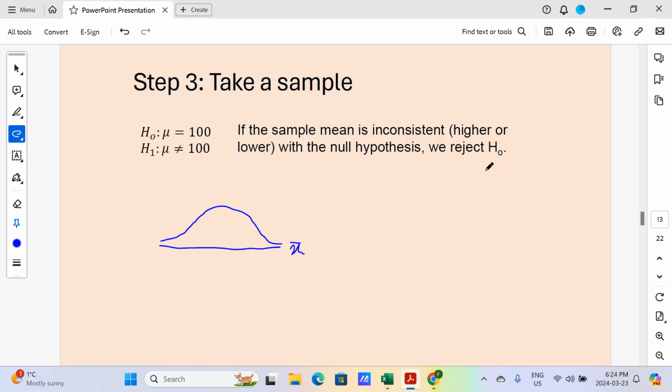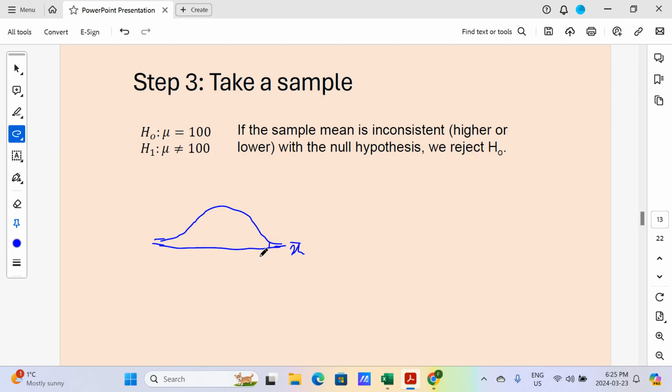Okay, so when x bar is very large, it means x bar is on the right tail. But what happens if x bar is very small or low? Then x bar is on the left tail. Look at here, in this shape I have two tails, a tail on the right side and a tail on the left side. If x bar is very large, and it's inconsistent with the null hypothesis, I'm going to reject H0. So when x bar is too large, x bar is on the right side tail, and then I'm going to reject H0.